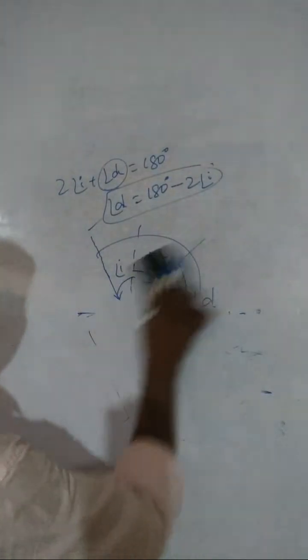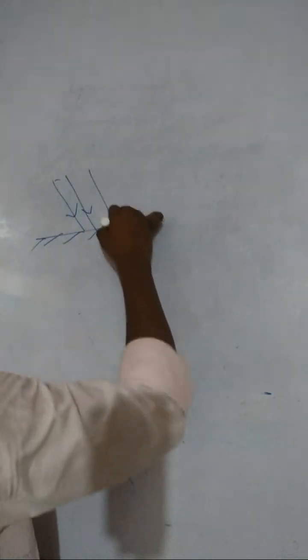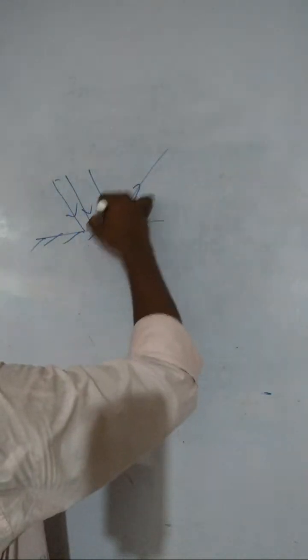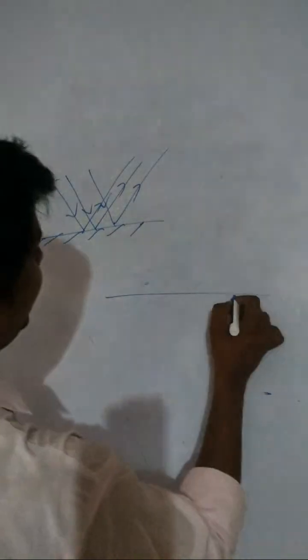Regular and irregular reflection we'll discuss. So what are regular and irregular reflection? Regular reflection means if you take a plane surface and light is incident on it, the reflected beams are parallel to each other. If the reflected beams are parallel to each other, that is called regular reflection. Regular reflection takes place on a smooth surface.